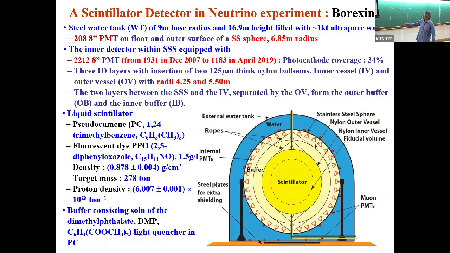Another thing to keep in mind: when you make the detector, the real world is completely different from the ideal world. Initially, the photomultipliers were supposed to be 2212. When operation started in 2007, 1931 were operational. Either the PMT or the electronics had some problem. When it ended in 2019, only about 1,100 PMTs were workable, so that means half of the PMTs were dead or not workable.